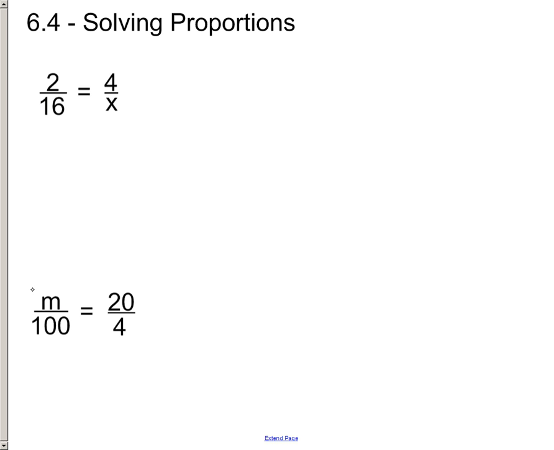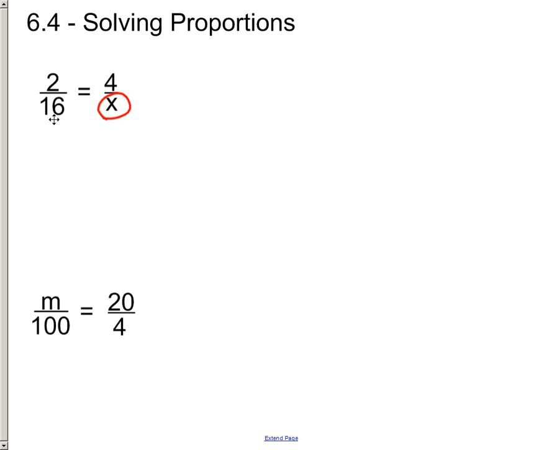Let's take a look at how we solve proportions. This is where we know that the two ratios are in a proportion, so the left side is always equal to the right side. If you're not for sure if it's a proportion, you can't necessarily do this, but if they said solve the proportion or find the missing number in the proportion, you'd be okay. And here's your missing number.